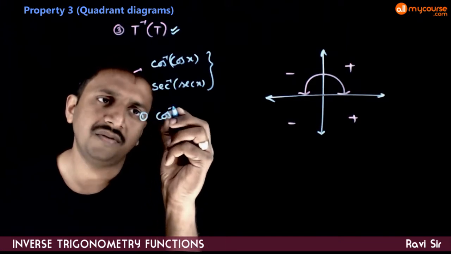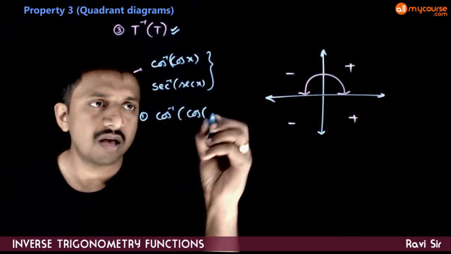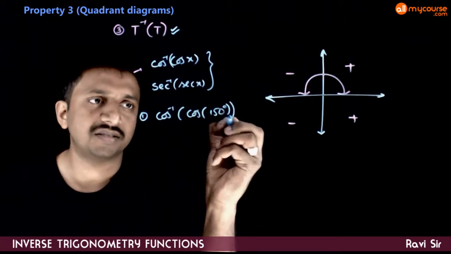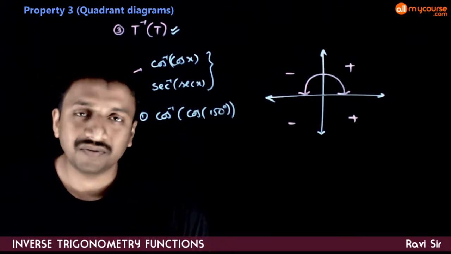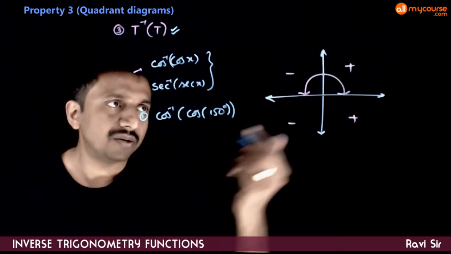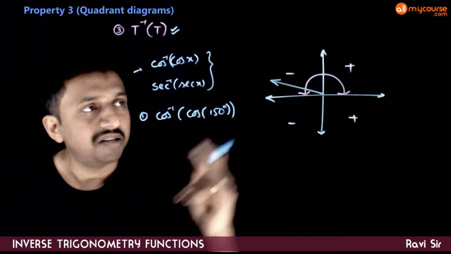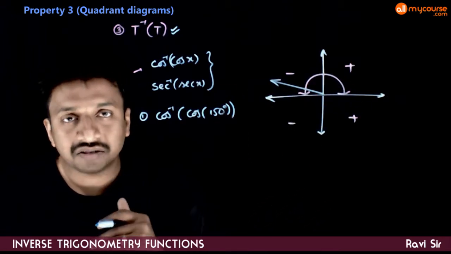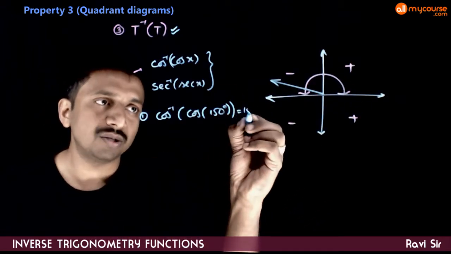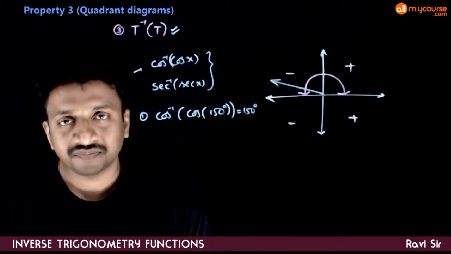So, cos inverse of cos 150 degrees. Draw the ray corresponding to 150 degrees. The ray lies well within the range, so you don't need to do anything. The answer is 150 degrees.